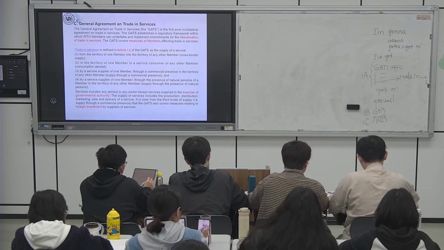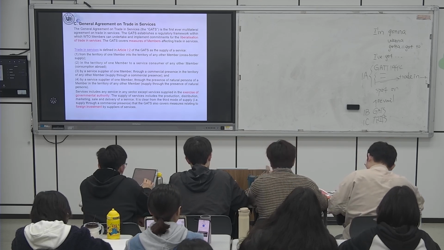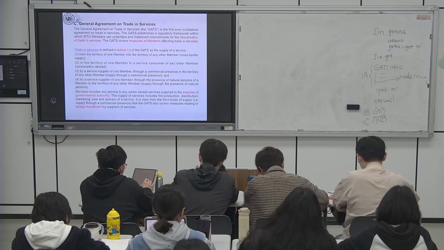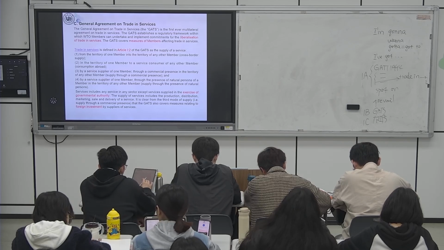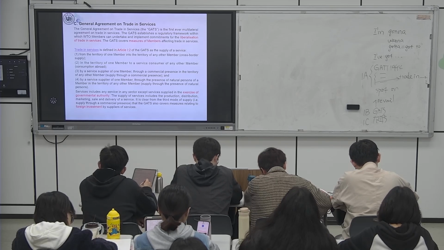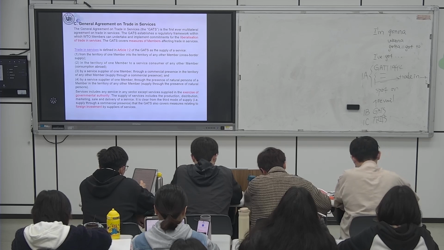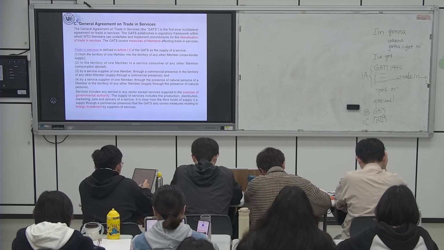Trading services is defined in Article 1.2 of the GATS as the supply of a service: 1. From the territory of one member into the territory of any other member, cross-border supply. 2. In the territory of one member to a service consumer of any other member, consumption abroad. 3. By a service supplier of one member through a commercial presence in the territory of any other member, supply through a commercial presence. And 4. By a service supplier of one member through the presence of natural persons of a member in the territory of any other member, supplies through the presence of natural persons.